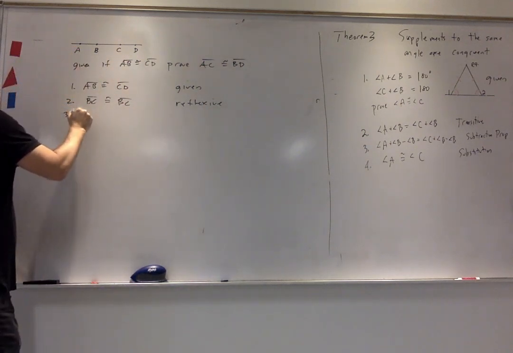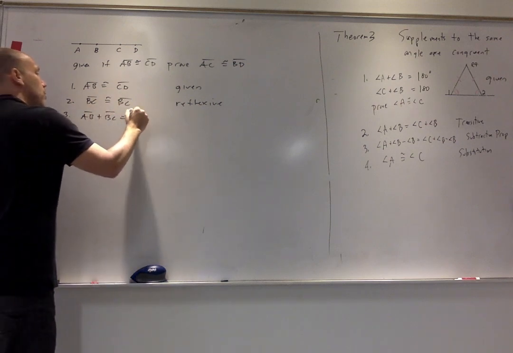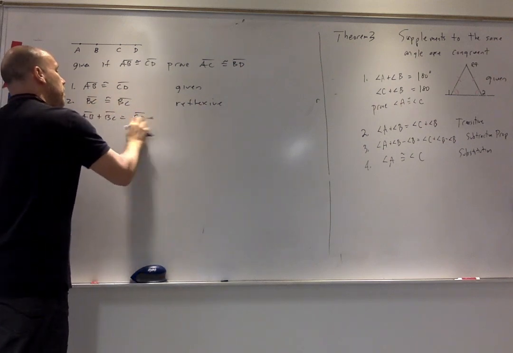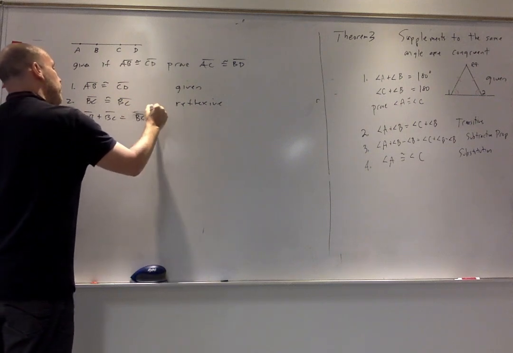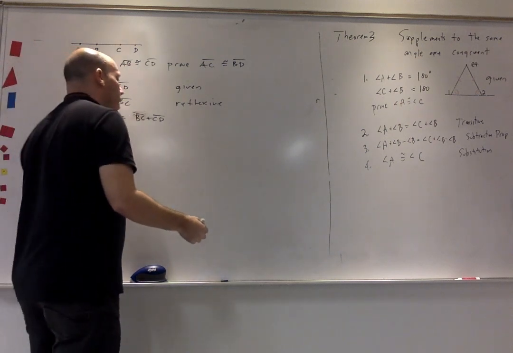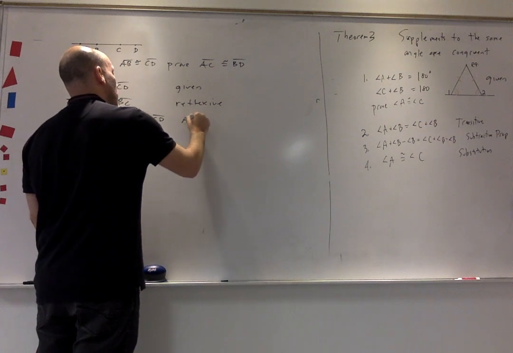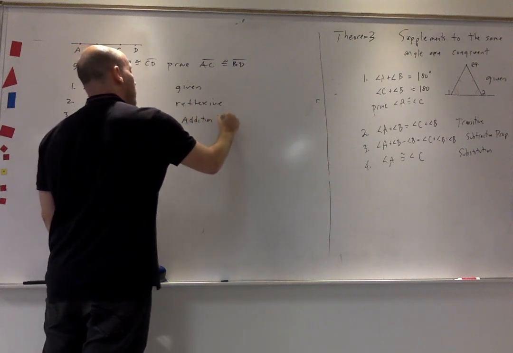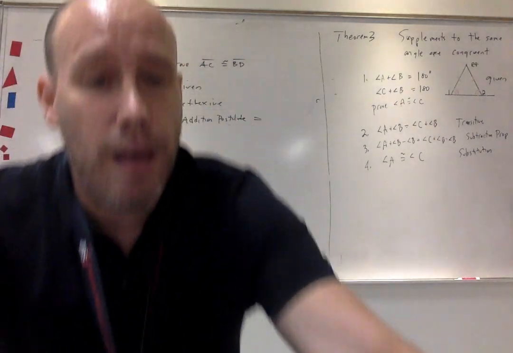Number 3, AB plus BC is equal to BC plus CD. What do you think? Addition postulate of equality.